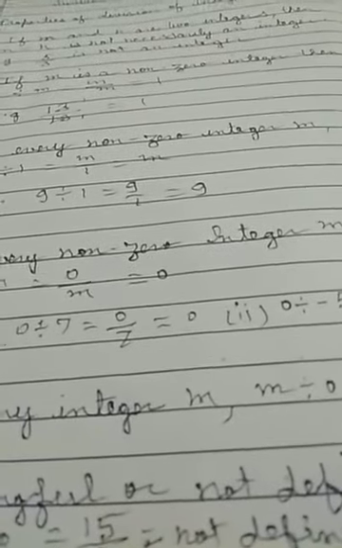For every integer m, m divided by 0, that is m upon 0, is not defined or not meaningful. In other words, when we have the dividend as any integer, say m, and it is divided by 0, it means the divisor is 0. The result that we get is not meaningful or not defined, or infinite.